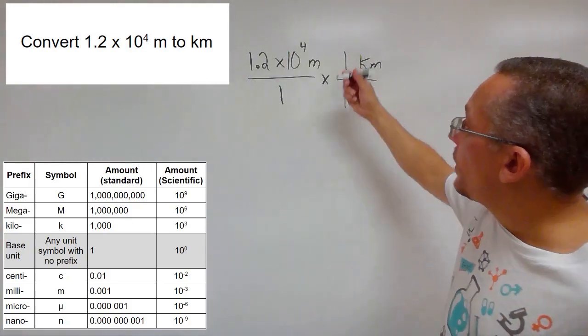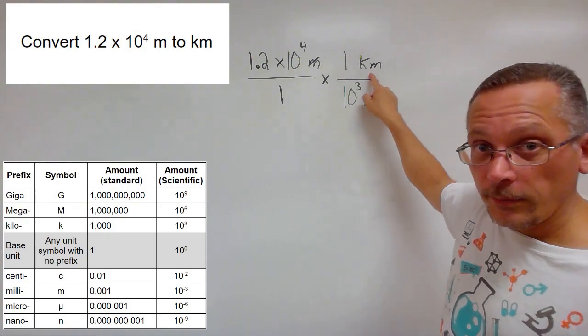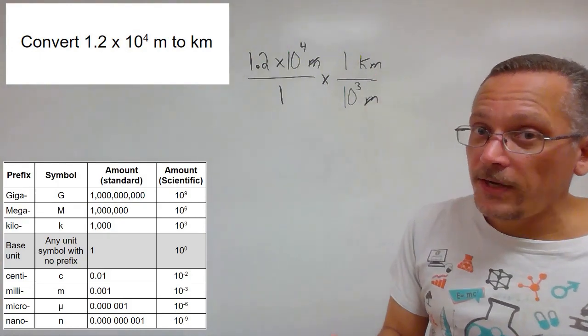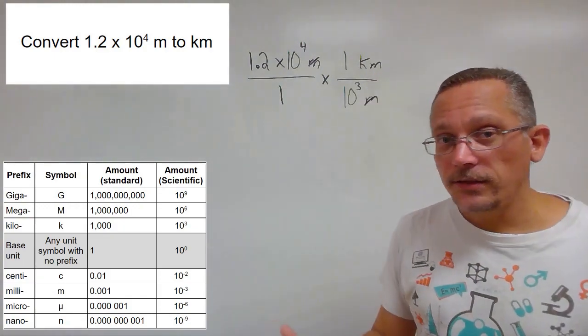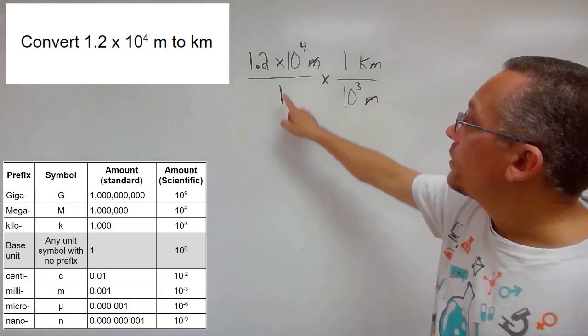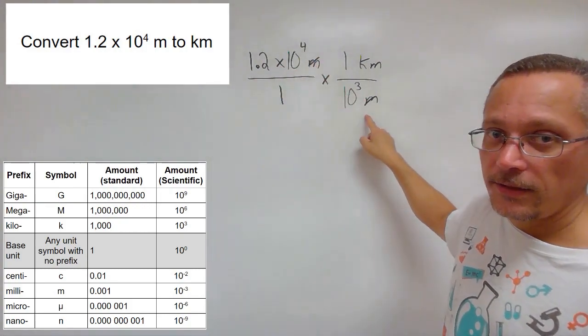Okay. So now you can see my meters cancel. I'm left with kilometers, and that's what the problem asked me to find. It asked me to find kilometers. So now I'm in a good place. All I have to do is work out the problem. So I have 1.2 times 10 to the 4th divided by 10 to the 3rd.